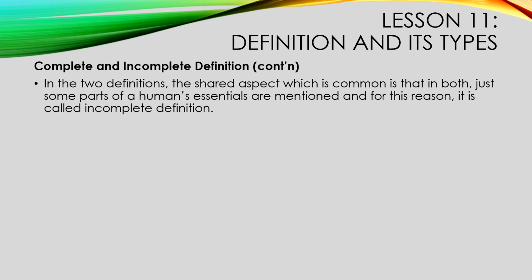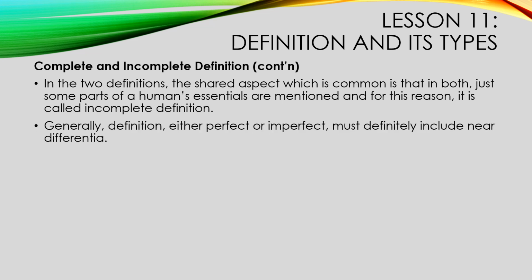In the two definitions, the shared aspect which is common is that in both, just some parts of a human's essentials are mentioned, and for this reason it is called incomplete definition. Generally, definition, either perfect or imperfect, must definitely include near differentia.